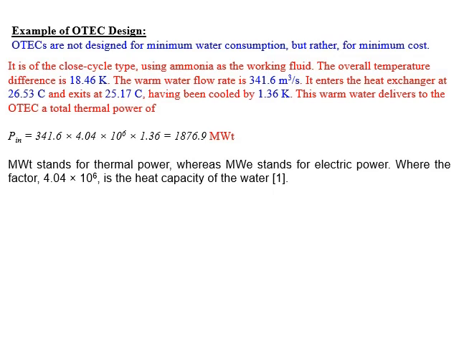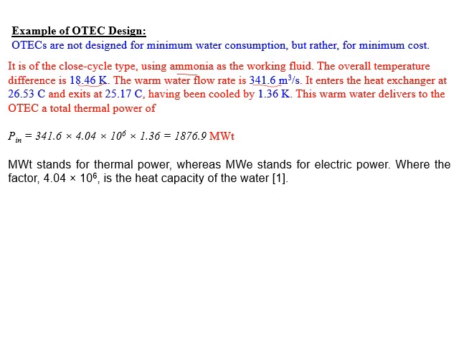Now, let's take a design example and discuss it. Have a look. Let's assume that I will read the example here. We have a closed cycle. The working fluid is ammonia, as you can see, and the temperature at the warm side is 18 point something, and the warm water flow rate is given to you. Okay, this is on the warm side of the heat exchanger.